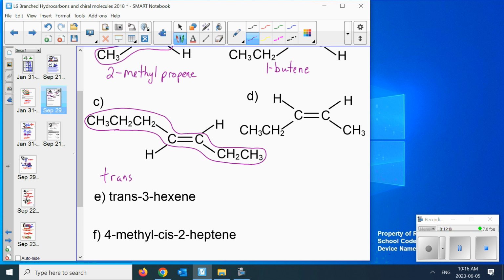Now, I'm trying to figure out what the best way to label my double bond is. If I go from here, 1, 2, 3, 4th carbon to 5th carbon. No. This way, 1, 2, 3. You go from right to left, you get a lower number. So we're going to go to 3.